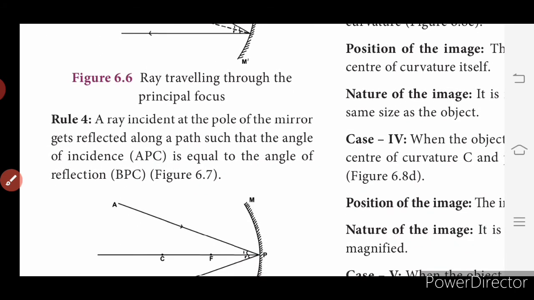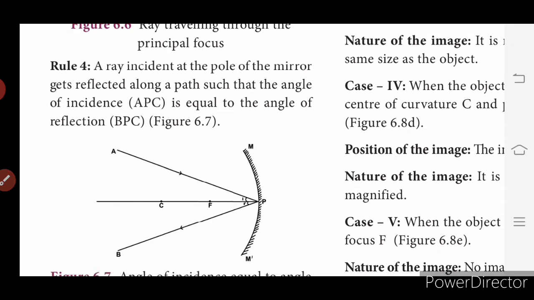Then rule 4: a ray incident at the pole of the mirror, straight towards the pole. The center point of the mirror is called the pole of the mirror. It reflects along a path such that the angle of incidence, that is APC, is equal to the angle of reflection. This we already learned. Okay, so these are the 4 rules.